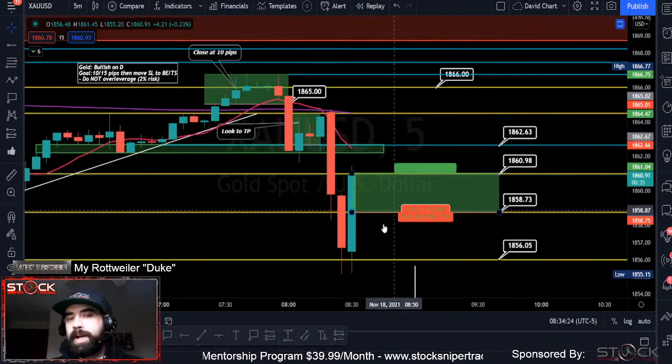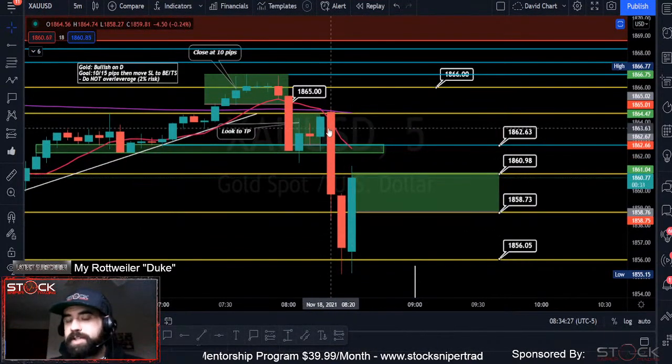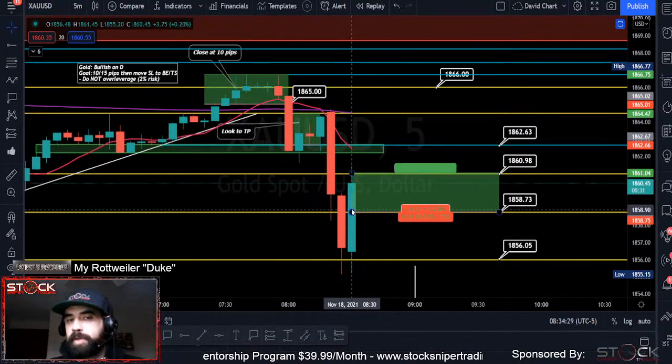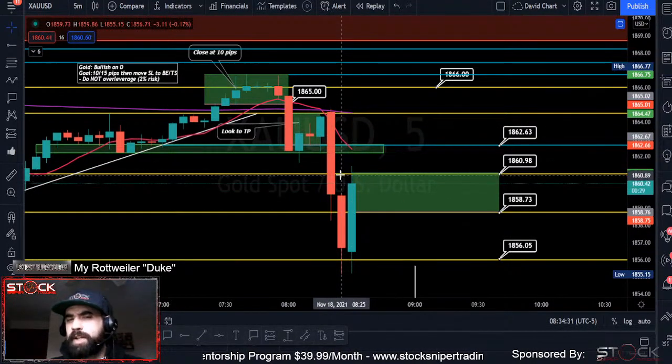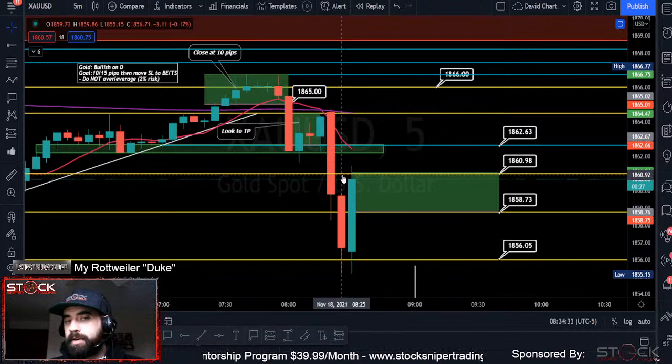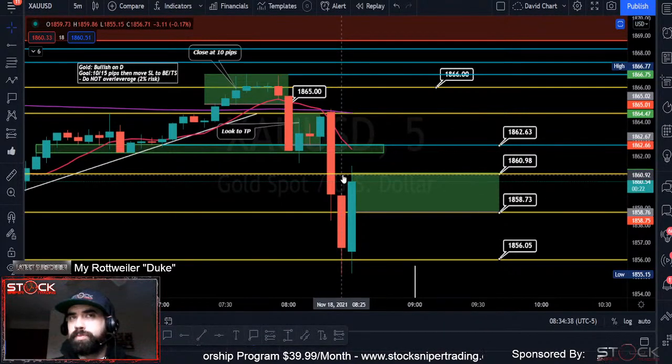Okay, this is your pullback. This is an engulfing candle. As soon as it's selling off here, leading into unemployment, it's weird, because this is probably just your pullback here based on the DXY. All right.